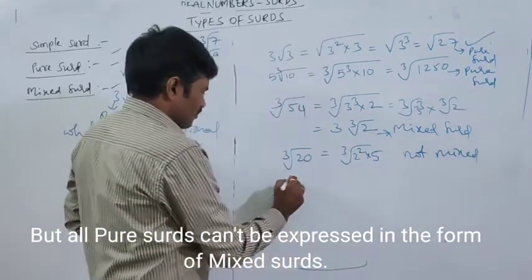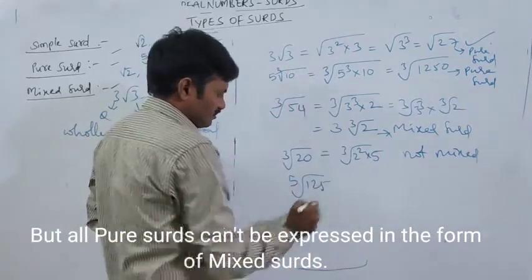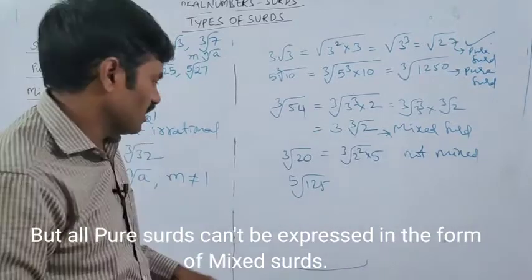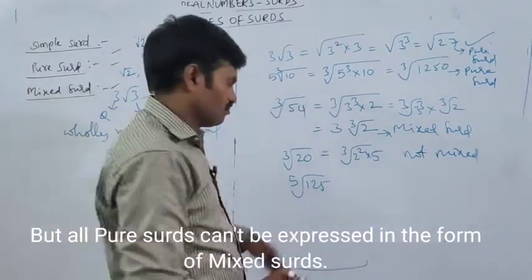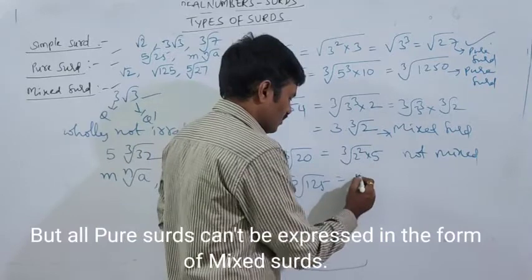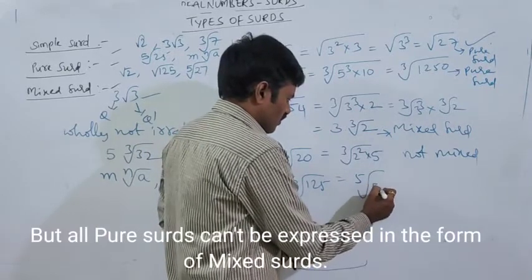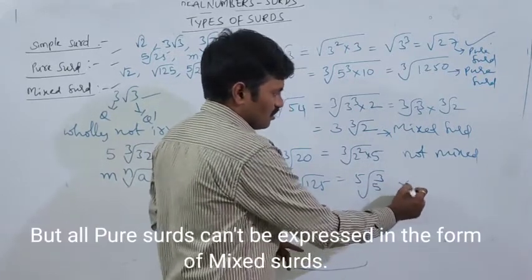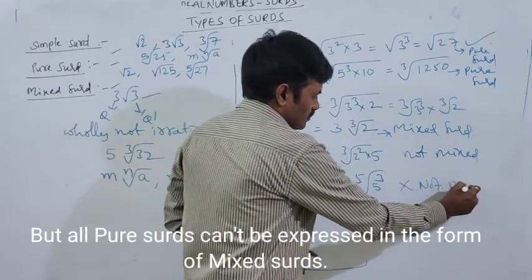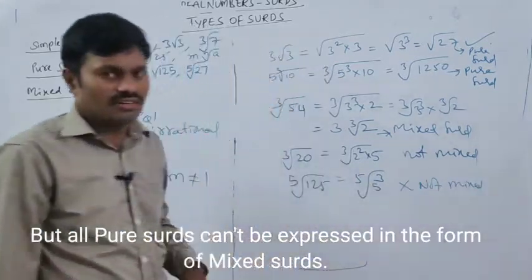And also we can take the fifth root of 125. Is it possible? No, it is also not possible. We can write it as 5 times the fifth root of 5 cubed itself. So no, not mixed. So from this, what can you conclude?